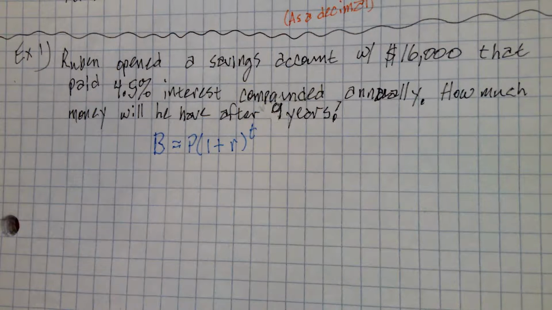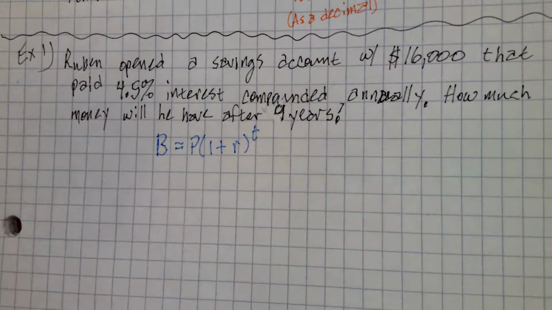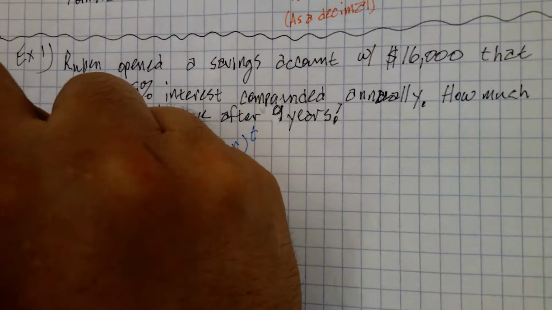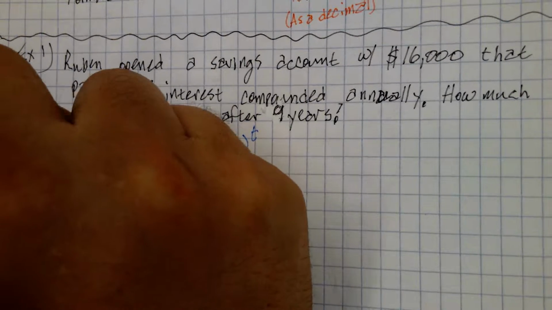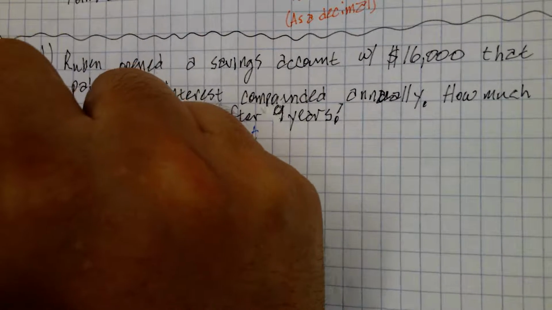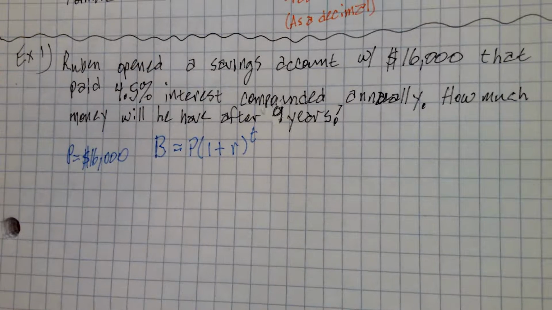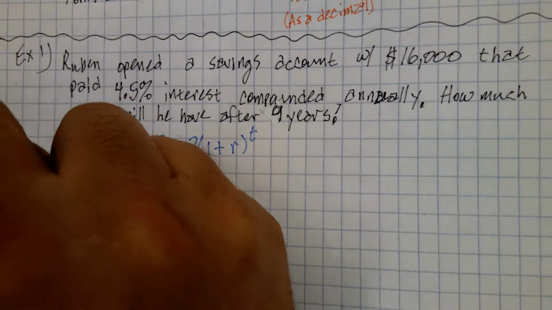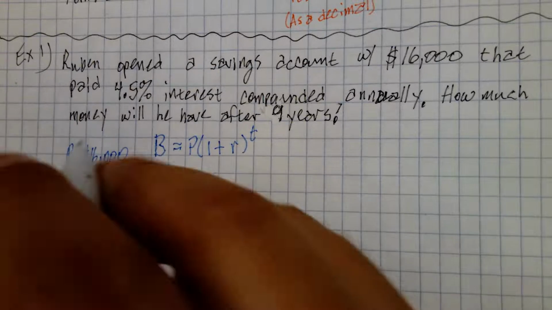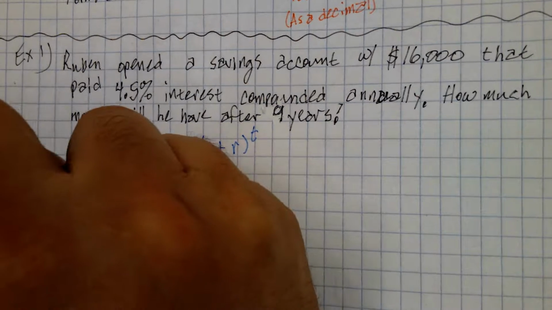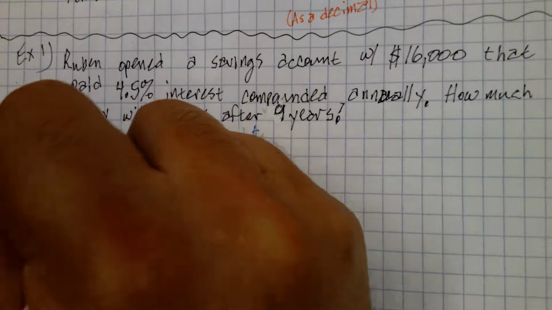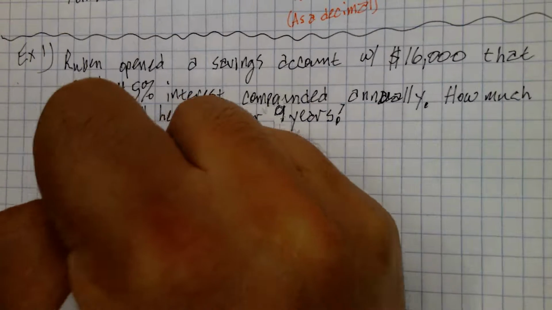Okay, so here's our formula. Let's write down the formula and figure out what we have. Do we know the principal? Do we know the rate? The rate is 4.5%, which is 0.045.